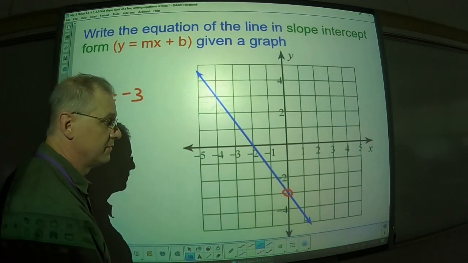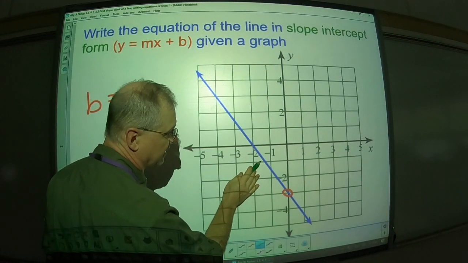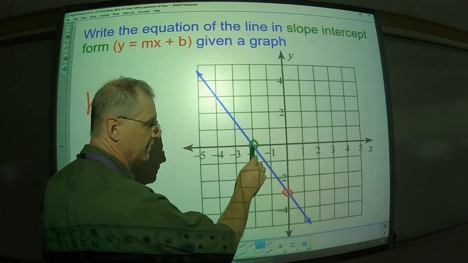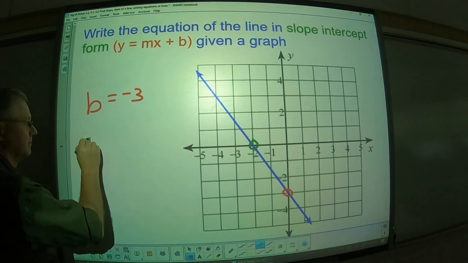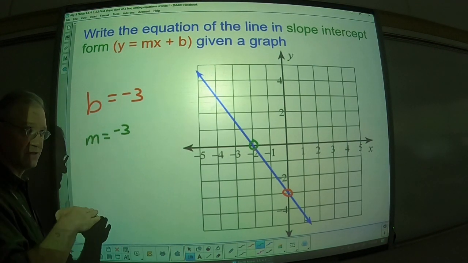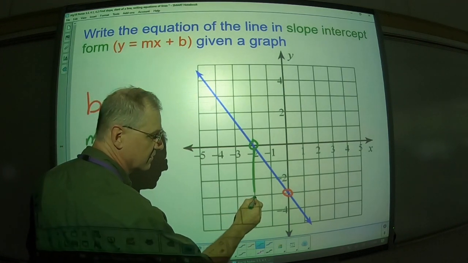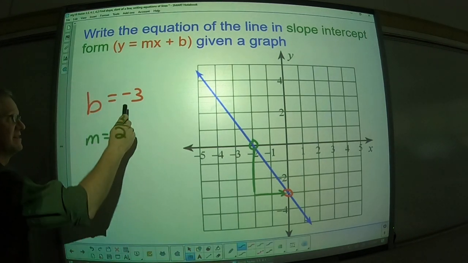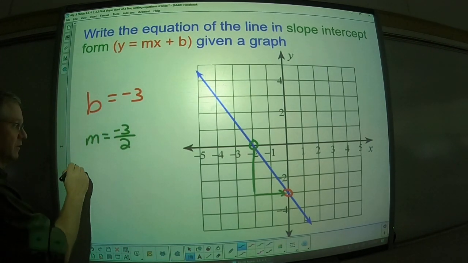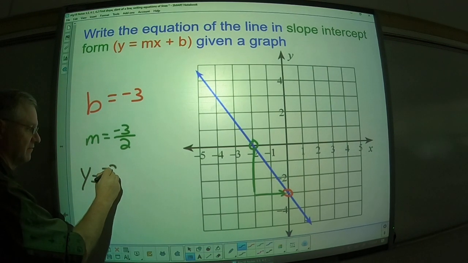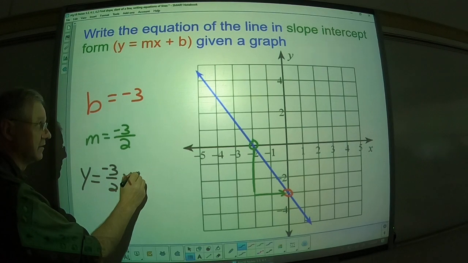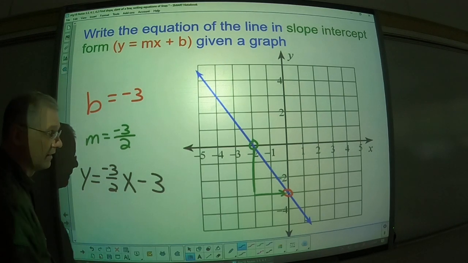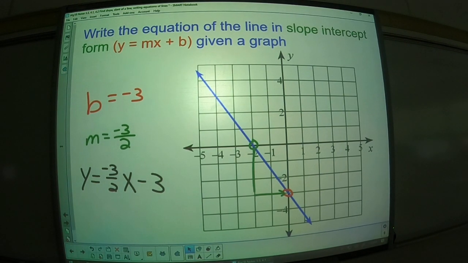My slope, now the next place that I see that crosses nicely is right here. So if I can count to here, down 1, 2, 3, -3, the up-down is first, and then to the right 2, +2. Now I have my slope and my y-intercept. y equals m, -3/2, x plus -3 or minus 3. Either one is acceptable. And that's how, given a graph, you can find the equation of a line.